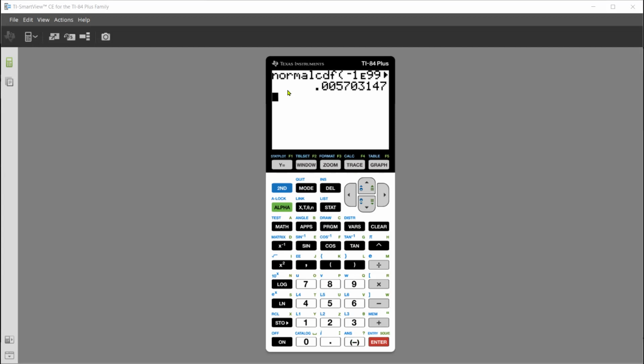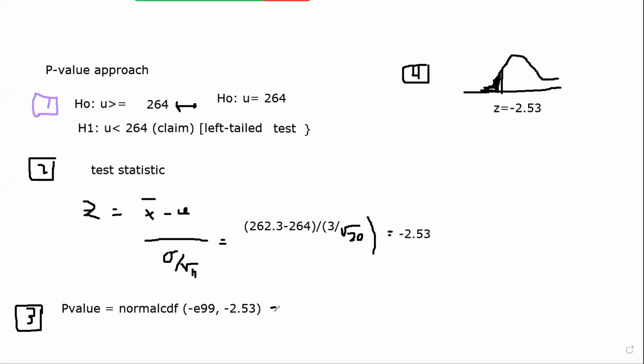By the way, p-values are always positive. They're areas. So if you ever get a negative p-value, you've done something wrong. Sometimes students get negative p-values, and you shouldn't. 0.0057. Now that's your p-value, right? What we did in the diagram here is not necessary, but I used it so you could see what a p-value is, because you've never seen it before.